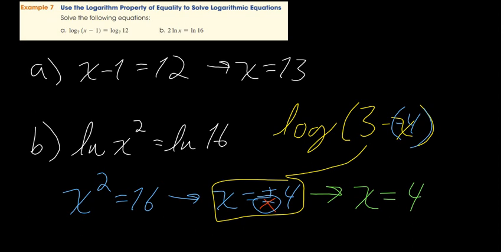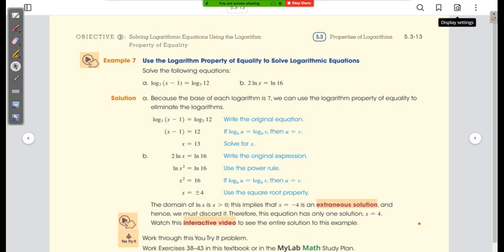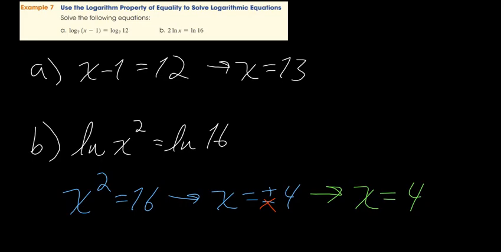So hopefully that example helped out. I don't know if it did or not. Maybe it made things worse. That is the name of the game. That's what I do. I'm sorry. And that was B, right? Yeah, we did A and B there. Okay, cool.